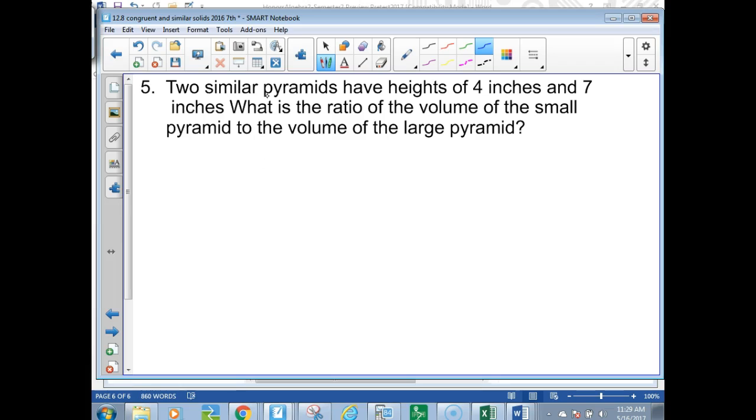All right, now, if two similar solids have heights of 4 inches and 7 inches, what is the ratio of the volumes of the small to the large? So the scale factor is 4 to 7. That means the volumes would be cubed. Okay. So you find out what those values are. 64 to 343.